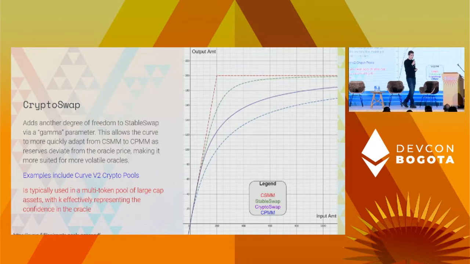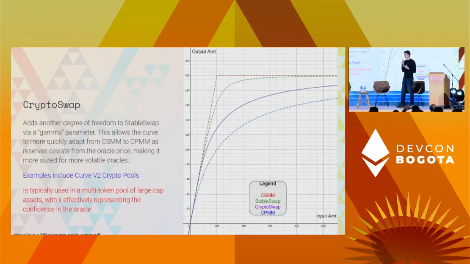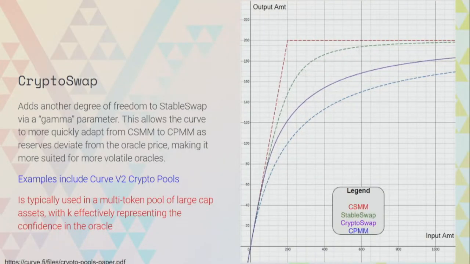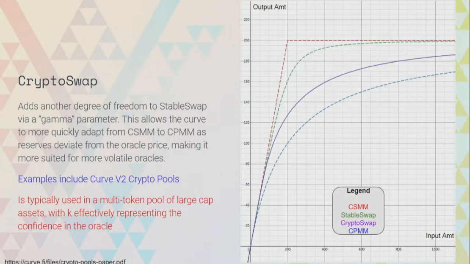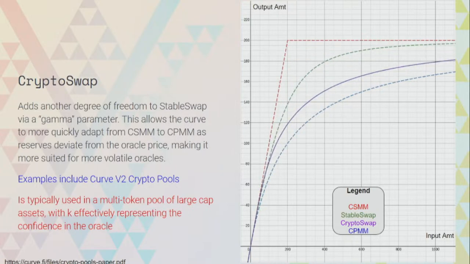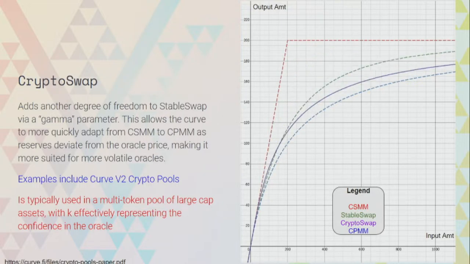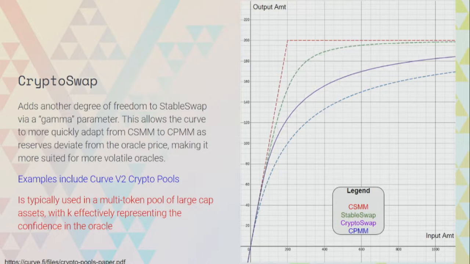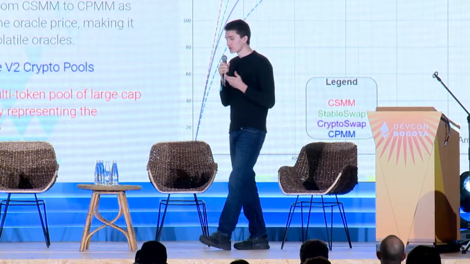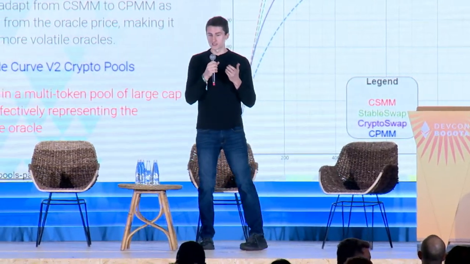So the last hybrid AMM we're going to cover today is CryptoSwap. We covered StableSwap as the first one, and StableSwap's fantastic for stable assets. Unfortunately, it's not very good for more volatile pegs because it so closely matches that constant sum curve.